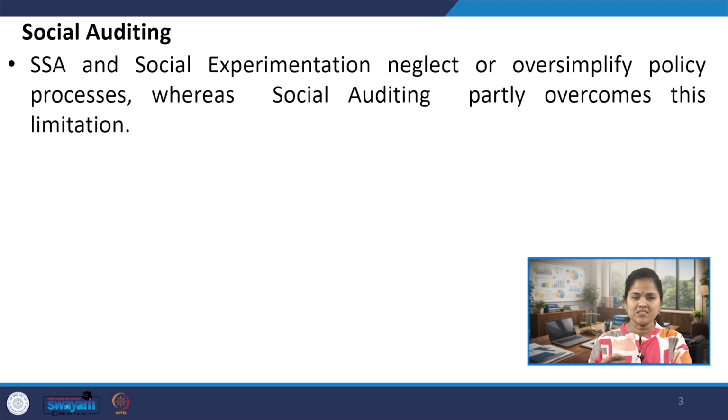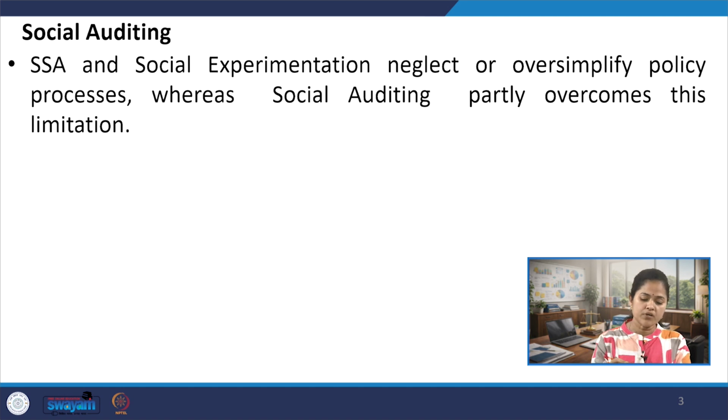Before discussing social auditing, we must understand the benefit of using it. We discussed four different approaches of policy monitoring. The first is social system accounting, and the second is social experimentation. But there are limitations to these two approaches. Both methods neglect or oversimplify the policy processes.